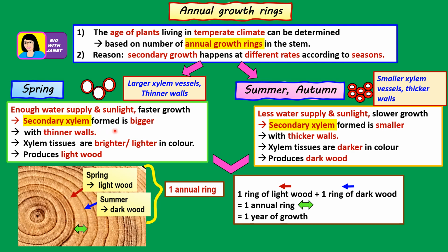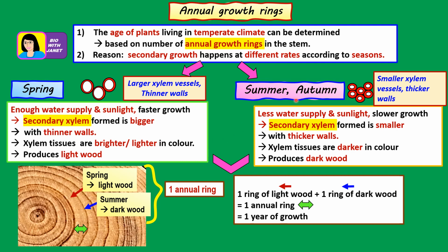The secondary xylem vessels formed are bigger, and they have empty lumen here to transport water. They don't have cytoplasm. But the xylem wall is thinner. So when you look from afar, we can't see the xylem vessels, but overall, collectively, we see the wood formed is brighter or lighter in color. So this produces light wood. Take note that the climatic conditions affect the rate of growth of the secondary xylem. So it will affect the structure of the xylem vessels, and then that will affect the color of the wood.